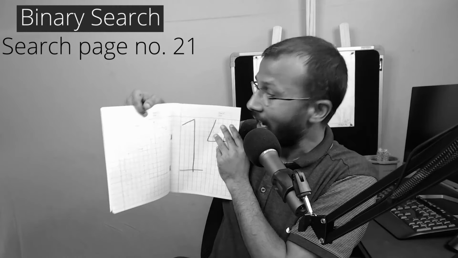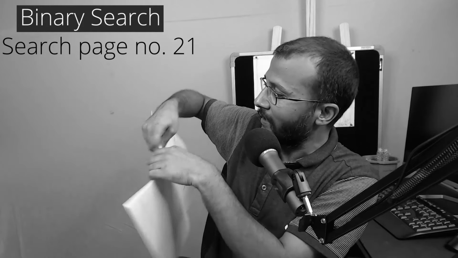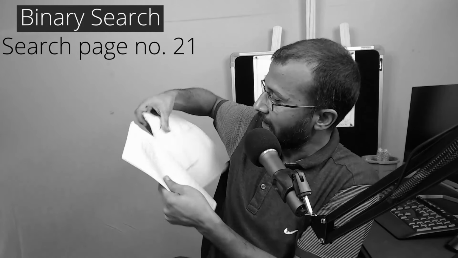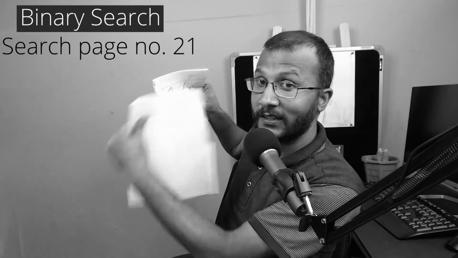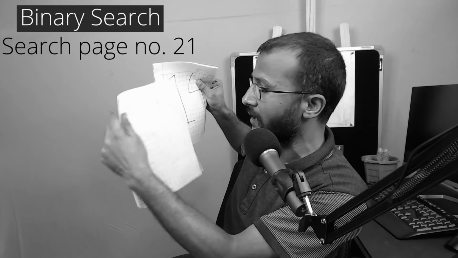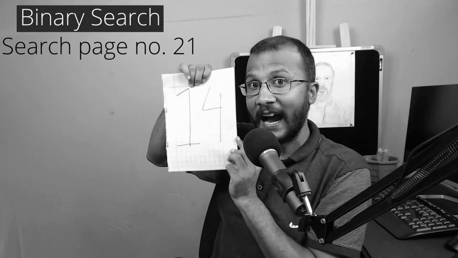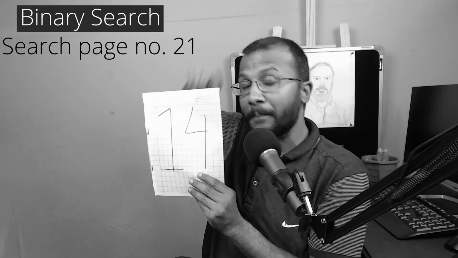So what I do now is I actually tear off the left hand side of this book because I don't need it. So I divide this book into two chunks, the left hand side and the right hand side. I do not need this part because 21 is in the other part, so I'll just throw away this part. So now my problem size is reduced to half. I have done one comparison. I'll repeat the same process again.